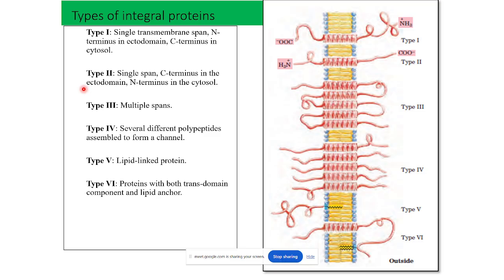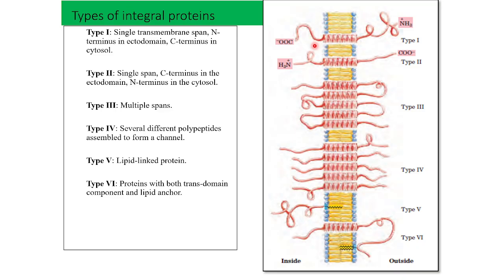The first one is type 1. It has a single transmembrane span, and the N terminus is the ectodomain, the C terminus is in the cytosol. The cytosol is the material that is present inside the cell, right? So you have the ectodomain at the N terminus, and the C terminus is towards the cytosol.